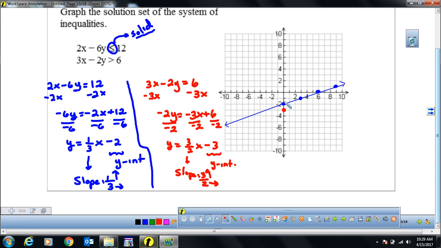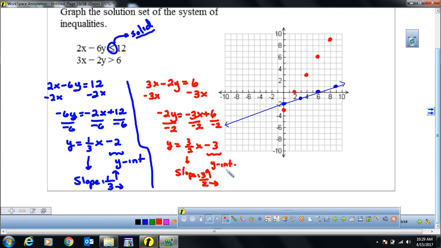So we're going to go 1, 2, 3 up and 2 to the right, and this is the next point. 1, 2, 3 up and 2 to the right, this is the next point. And so on and so on.